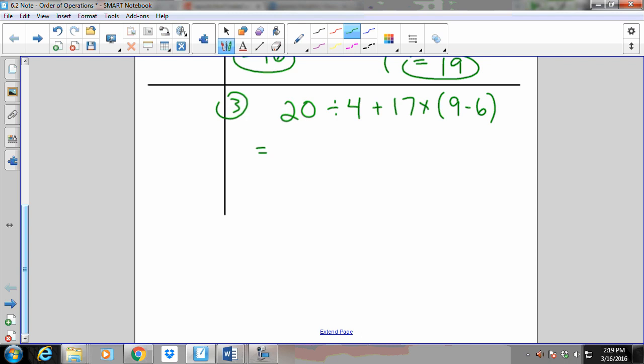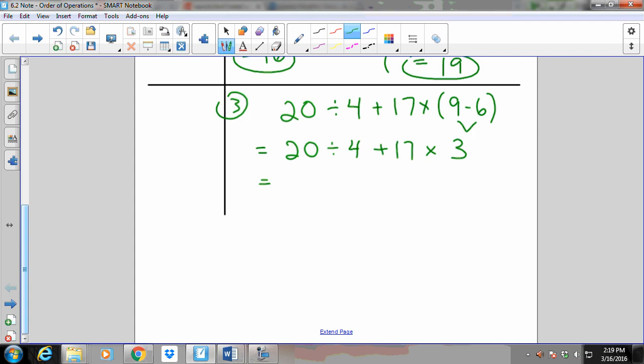So, PEMDAS, parentheses? Why, yes, we do have parentheses right here. 9 minus 6 is 3. And then I am going to insist that you copy everything. You should only have one step per line. What I mean by that is for this line we just did, you only do one thing at a time. So we just did the 9 minus 6. Everything else gets copied.